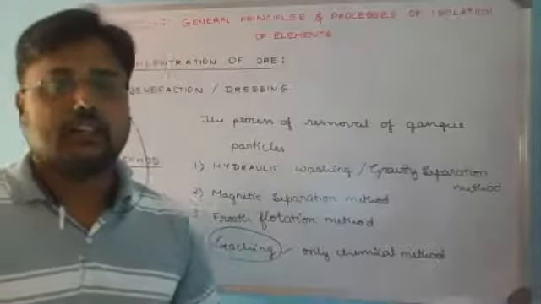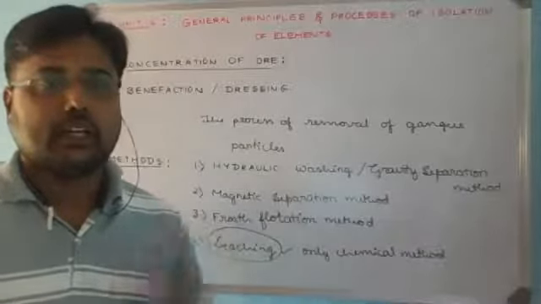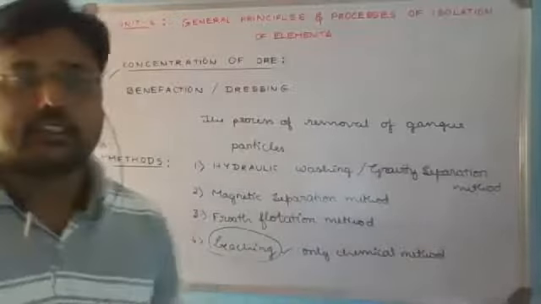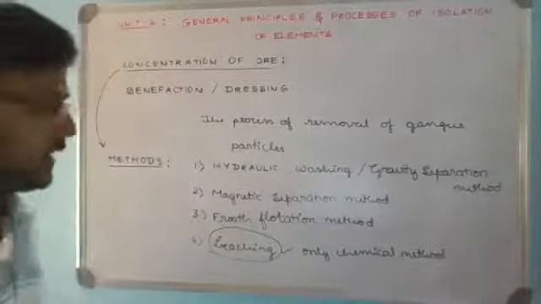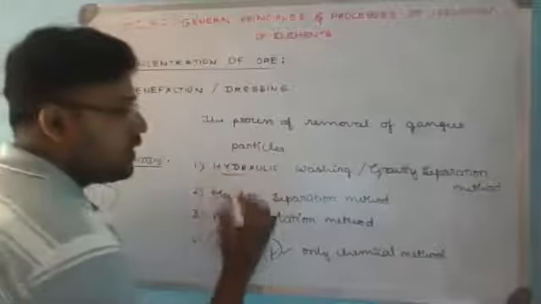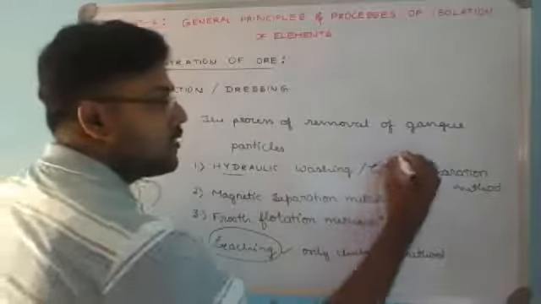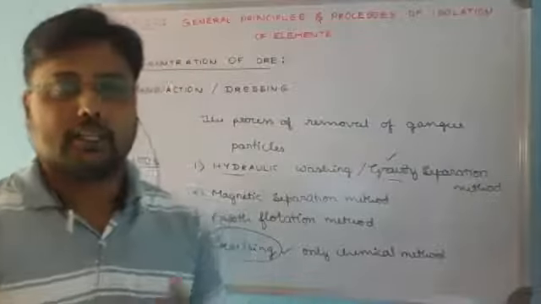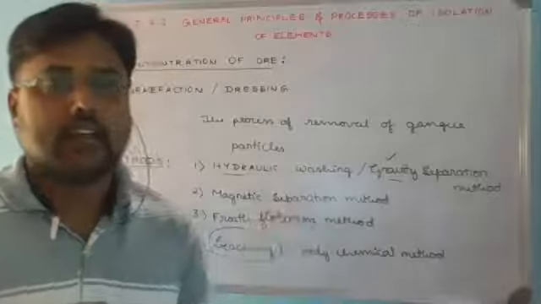We'll see the examples of leaching of alumina and leaching of gold and silver. Two important examples we'll discuss to understand the method of concentration. Then hydraulic washing, as the name indicates, is based on the gravity separation technique, with which we are going to concentrate the ore. We'll discuss that with a simple diagram illustration.